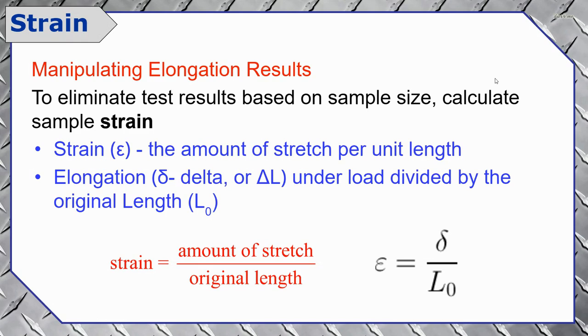Elongation is simply how much longer did the sample get. But elongation is going to be different under the same applied force for samples that are longer or shorter. So in order to determine how much they stretch per unit of original length, we're going to use strain. Again, strain is epsilon. The elongation is lowercase delta, or you may see it as capital delta L, change in length, divided by the original length. So strain is the amount of stretch divided by the original length of the sample.